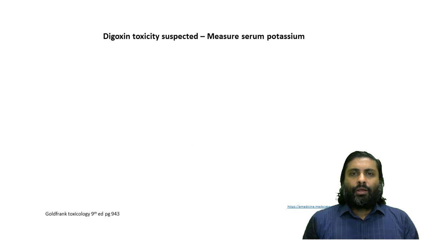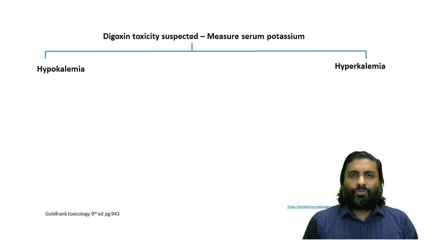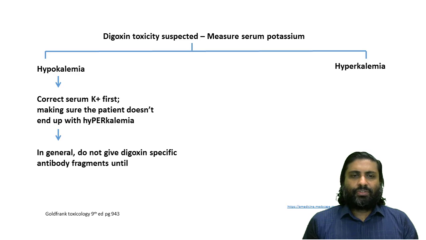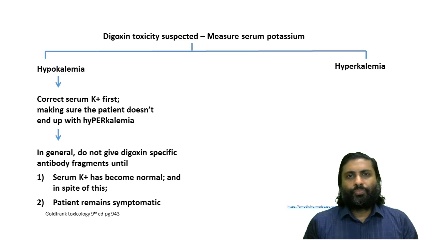So, when digoxin toxicity is suspected, it would be prudent to measure the serum potassium, and if the patient is found to have hypokalemia, it's probably a better idea to correct the hypokalemia first, without overcorrection, making sure that the patient doesn't go into hyperkalemia. Now, if the serum potassium levels have been corrected and in spite of this the patient still shows symptoms of digoxin toxicity, then at this time it would be a better idea to start administering digoxin-specific antibody fragments.